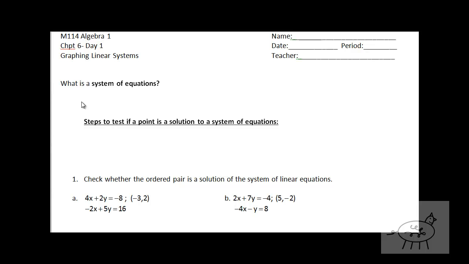The topic for this whole chapter is called systems of equations. That's what it says here. Let's highlight this. It says, what is a system of equations? Basically, a system of equations is multiple equations. So it's really more than one equation.